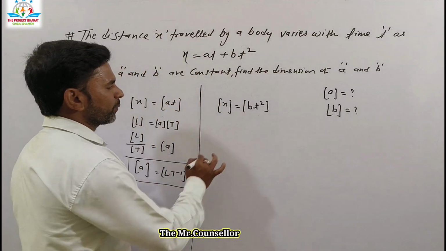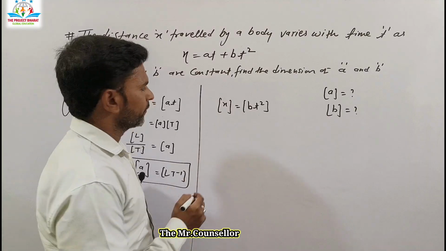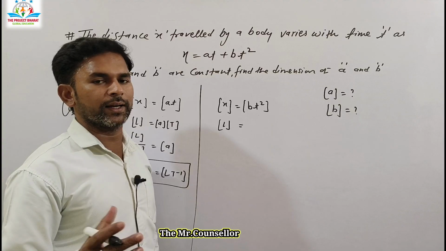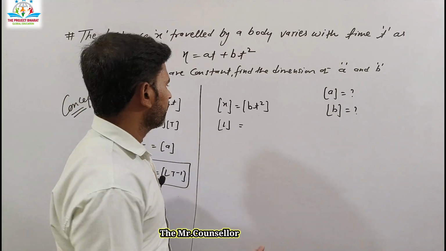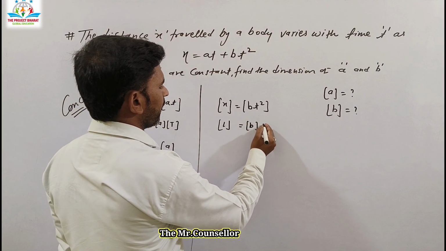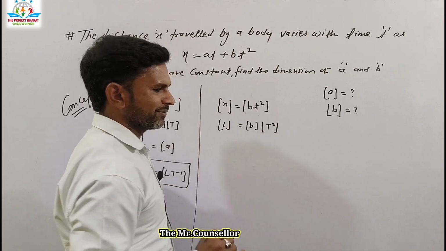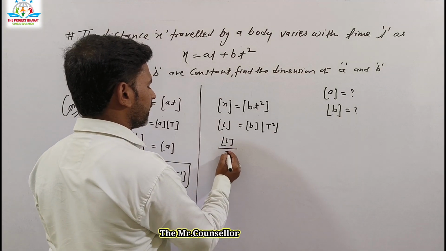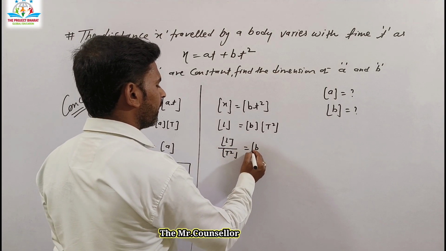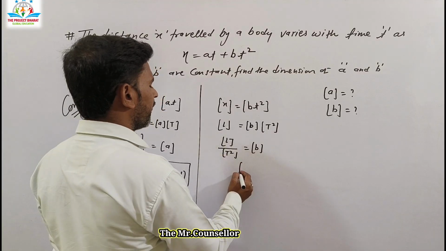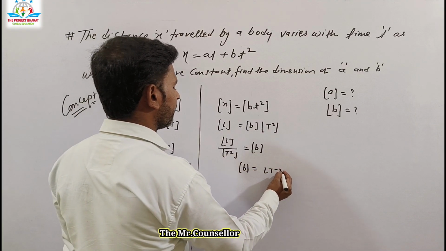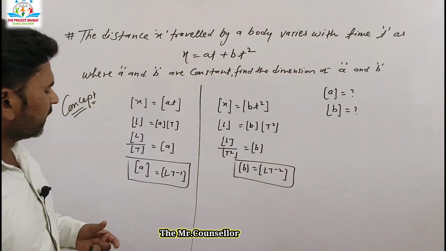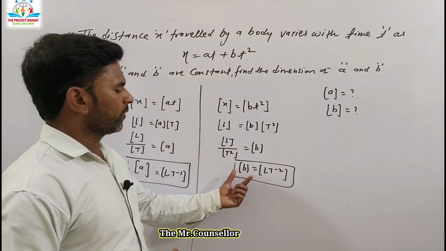And another thing, if we solve this one, I am going to note down here that this is L, because x indicates the distance traveled by the body. Now I am writing b, and finally this is t². Is it okay? Now very simple, don't be confused. So t² will be downside, so finally I can note down b as LT⁻². Is it okay? So this is the dimensional formula of A, and this is the dimensional formula of B.